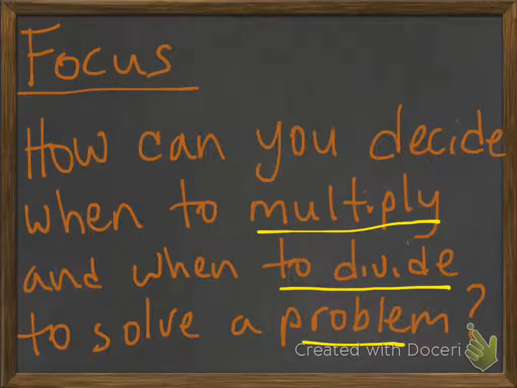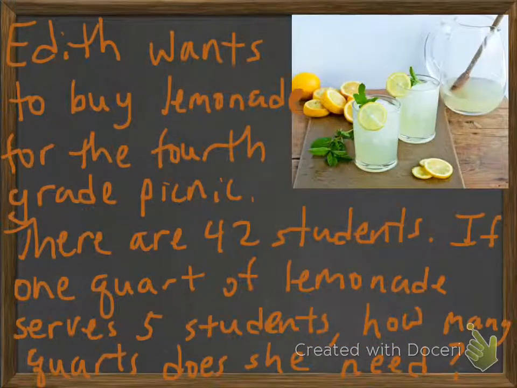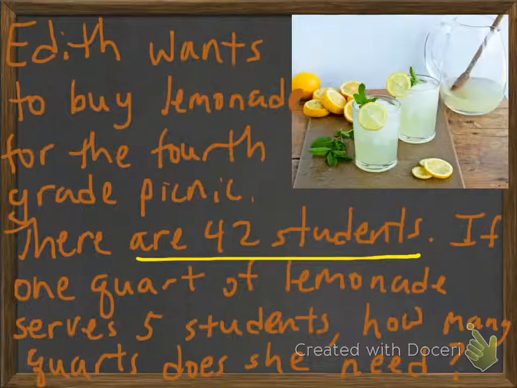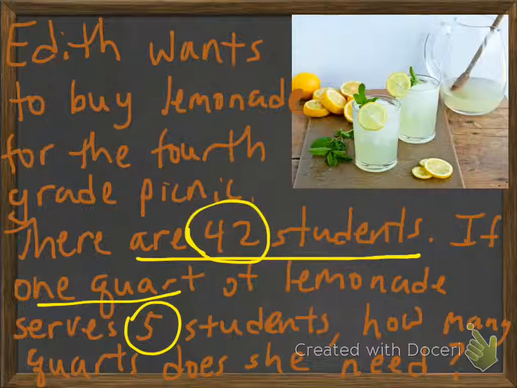So you need to make a choice. Let's take a look at an example. Let's say Edith wants to buy lemonade for the 4th grade picnic. There are 42 students. If 1 quart of lemonade serves 5 students, how many quarts does she need? Well, Edith knows that there are 42 students, and 1 quart will help serve 5 students. How many quarts does she need in all?